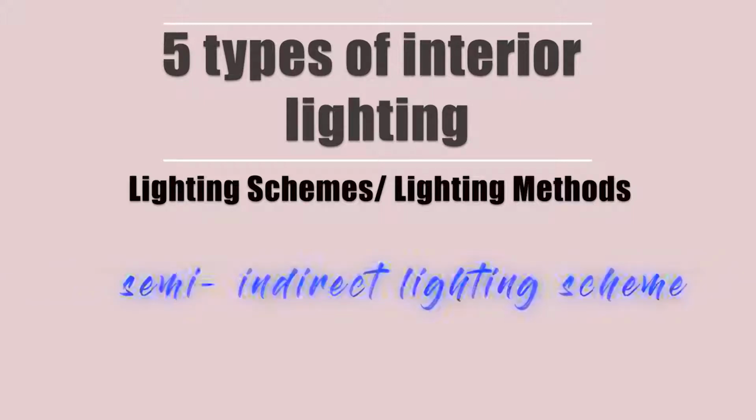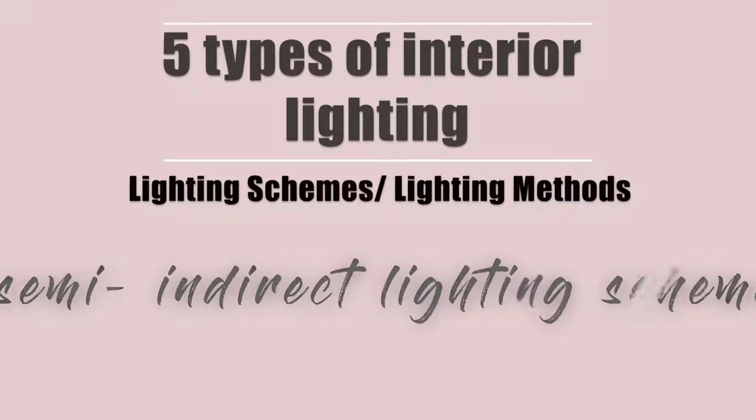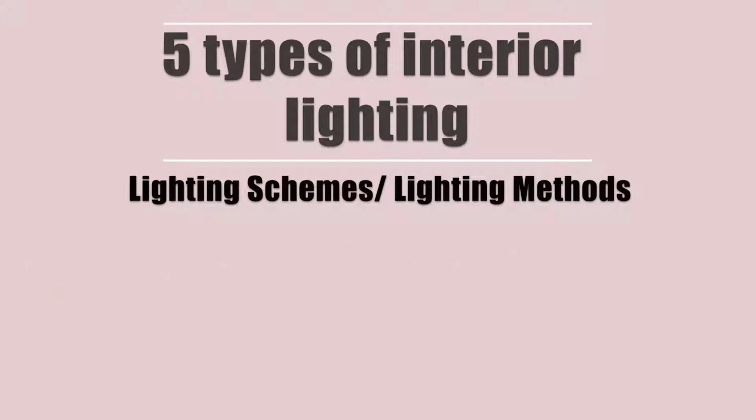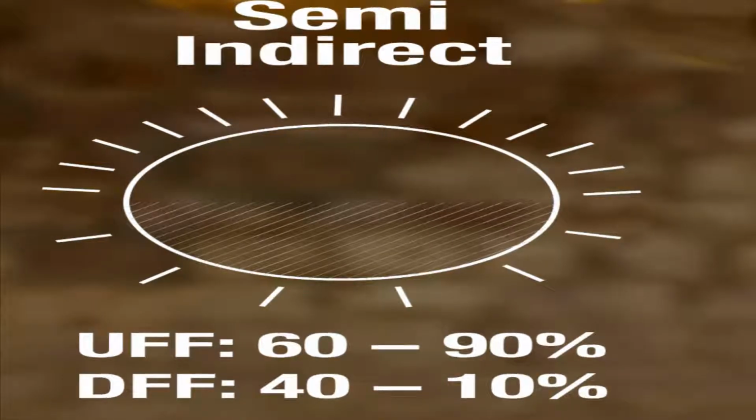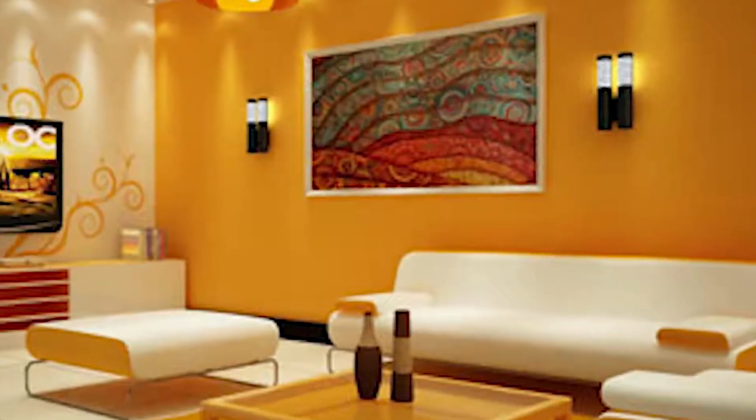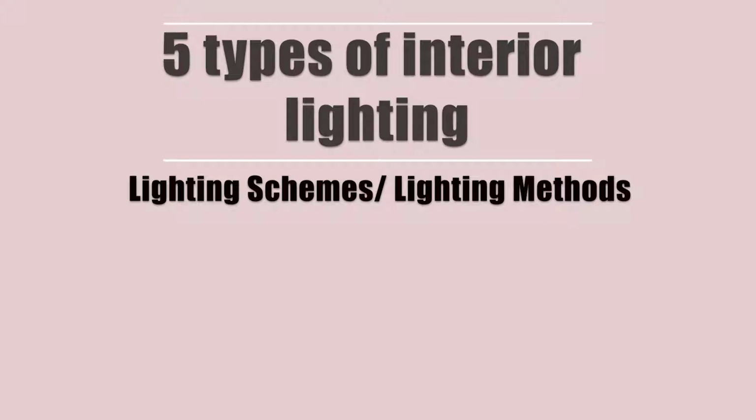And the fourth is the semi-indirect lighting scheme, where 60 to 90% of the light shines towards the ceiling surface. Basically, these schemes produce a pleasing ambience. Thus, they are majorly used for interior decoration and are best used in reading areas.